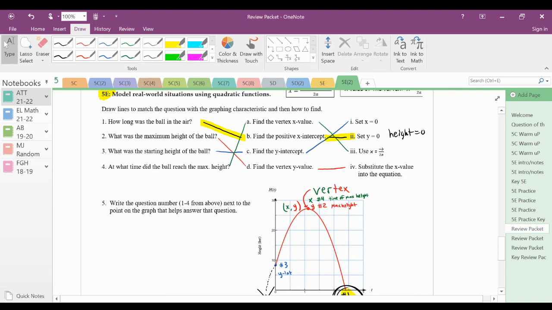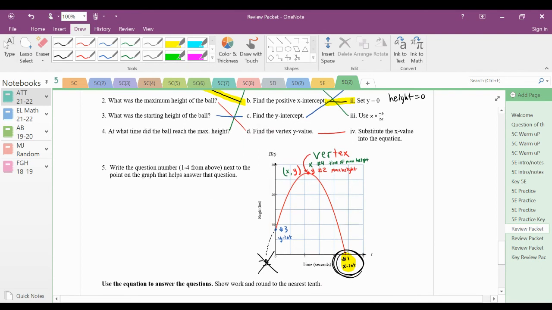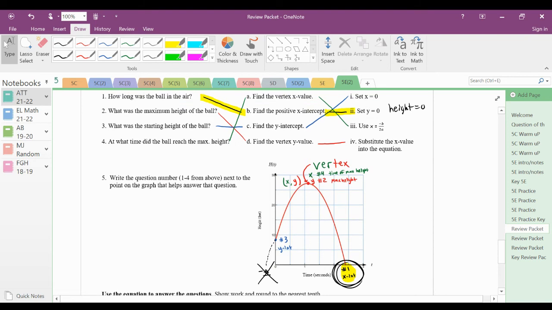Numbers 2 and 4 are answered by the same point. What's the maximum height of the ball? And what time did the ball reach that maximum height? For those questions, we're looking at the vertex. Our x value is going to give us the time. If you think about where that x value is, it's at, say, 1.2-ish here. The x value gives us the time, and the y value is what gives us the maximum height.